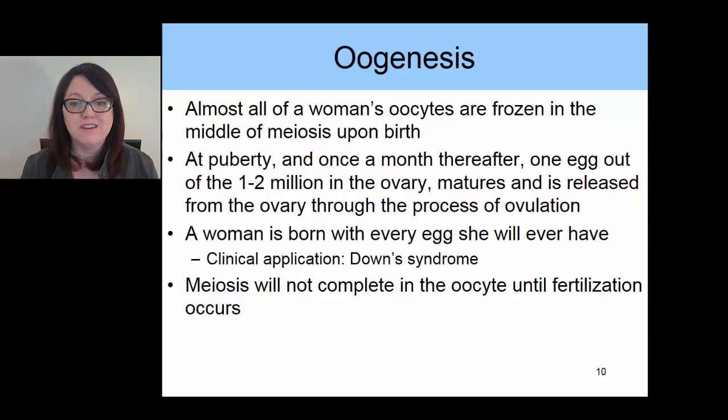Meiosis actually doesn't even complete in the oocyte until fertilization occurs, which is sort of a strange thing to think about, right? So the egg won't even finish the process of meiosis unless a sperm fertilizes it.